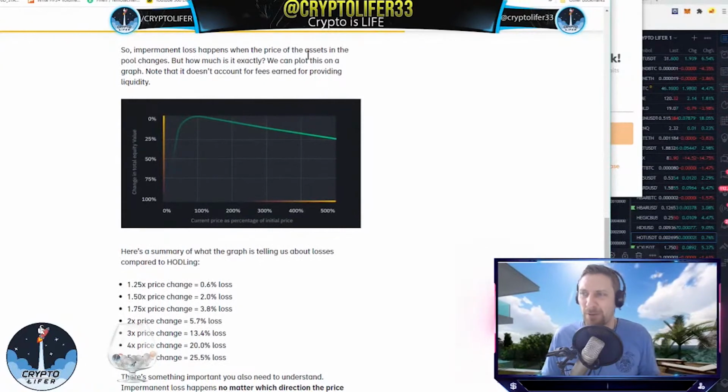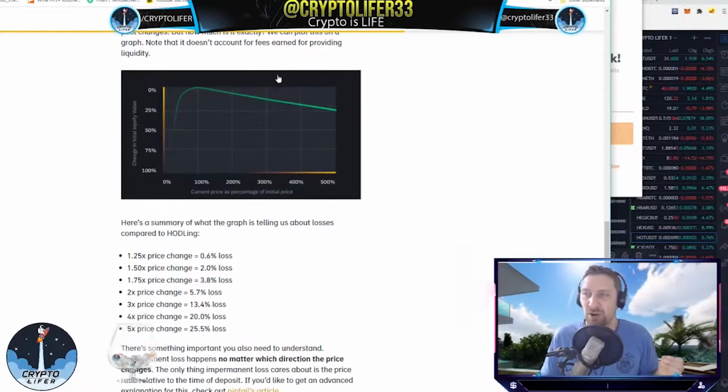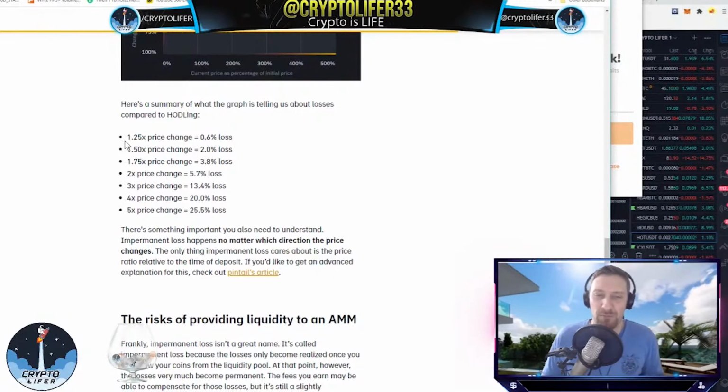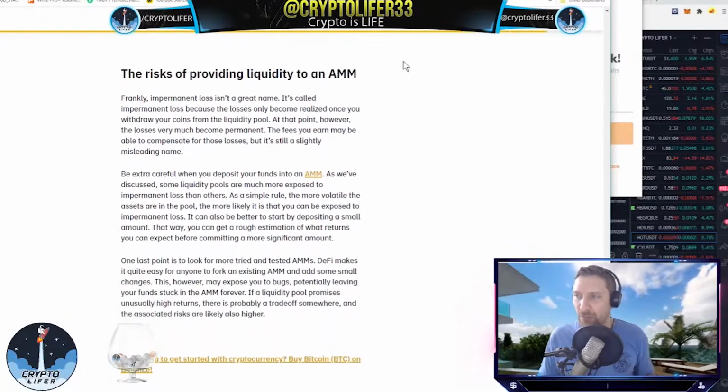So, they happen when the price of the asset in the pool changes. But how much is it exactly? We can plot this on a graph. Note, this doesn't account for fees earned from the liquidity pool. So if there's a 1.25% price change, you get a 0.6% loss. So not bad. You know, there's so much going on here, right? And the risk of providing liquidity.